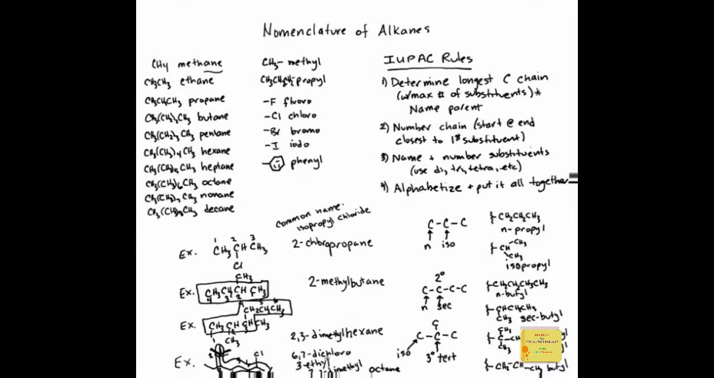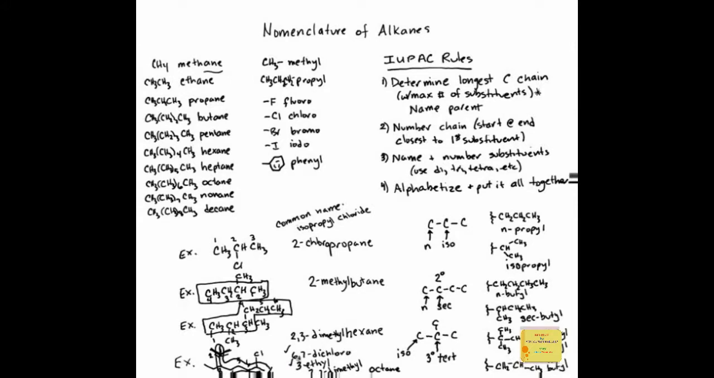When you alphabetize, you ignore the prefixes that you added. So you're going to ignore the di in this case. The first letter that would come first is the C for chloro. So we would have a 6,7-dichloro. We took care of that one. And then we have an ethyl and a methyl. Ethyl comes first. Then we do a dash 3-ethyl.